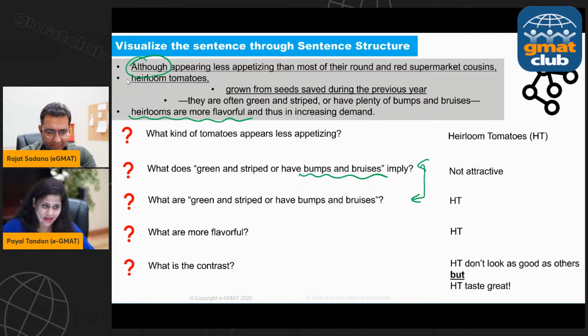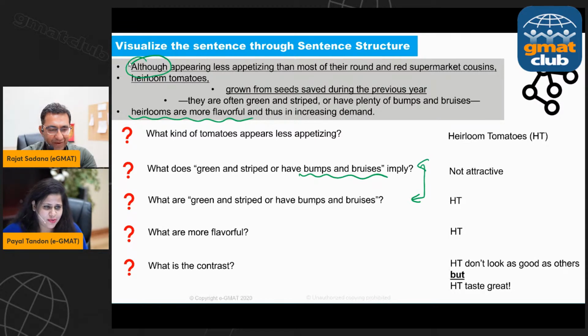They may not be very attractive, but they're very yummy, right? That's what the author is trying to say with this big chunky sentence. Now my question to you is, I asked you these questions. These questions actually capture the entire essence of what the author wants to communicate. Will you agree with me if I say that with this simplified sentence structure, answering these questions and getting the essence of what the author wants to communicate was a very easy exercise?